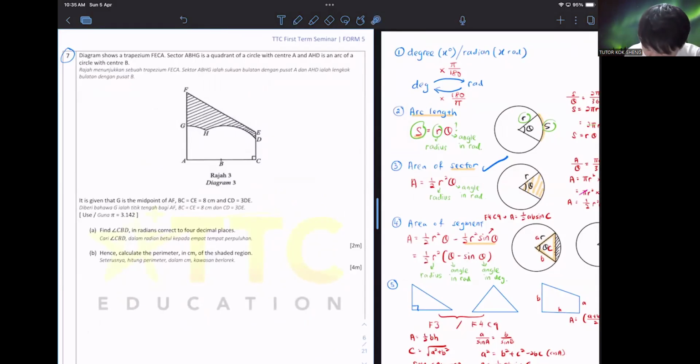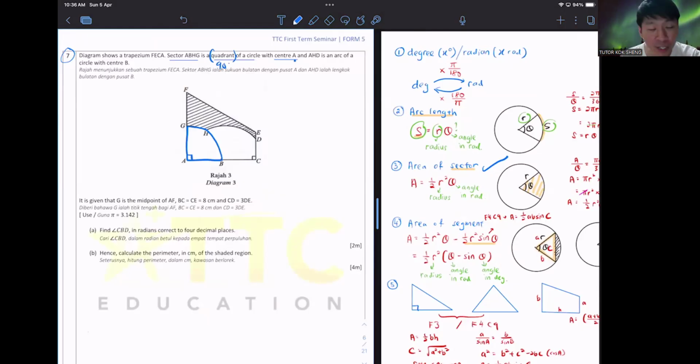FECA, okay. FECA trapezium. You can see the picture here. Sector ABHG is a quadrant of the circle with center A. ABHG over here. A, B. So this is a quadrant of a circle. Quadrant means 90 degrees. So center A, right? So center A here, this is 90 degrees.